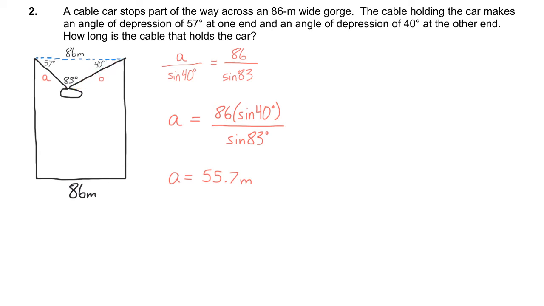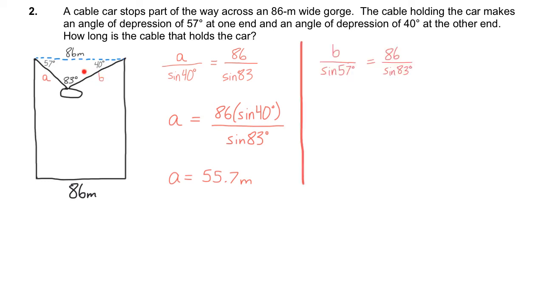But that's wrong because this is not an isosceles triangle. These sides are not the same length. If these angles were the same up here, then you could say that. But since they're not, you can't say that those two sides are the same. So we're going to have to do the sine law again to find side B.